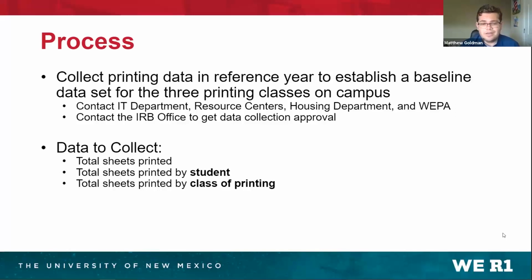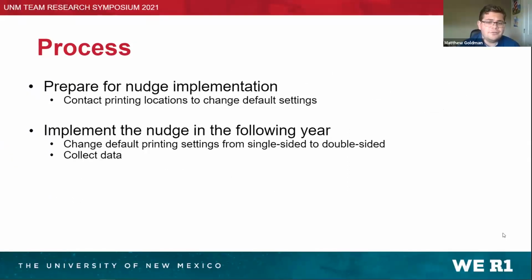Once we are able to collect that data, we want to collect information about total sheets printed in general, as well as total sheets printed by student and class of printing. We also want the percentage of double-sided prints in general, as well as by student and by class, in order to determine whether the nudge at UNM succeeded, as well as if cost perception impacts that success of the nudge.